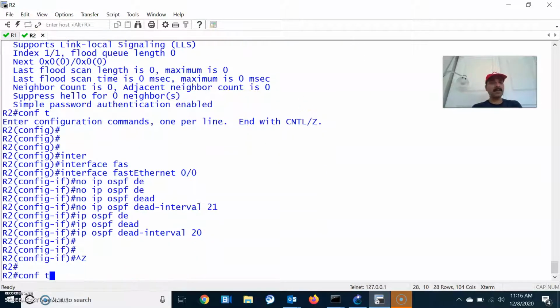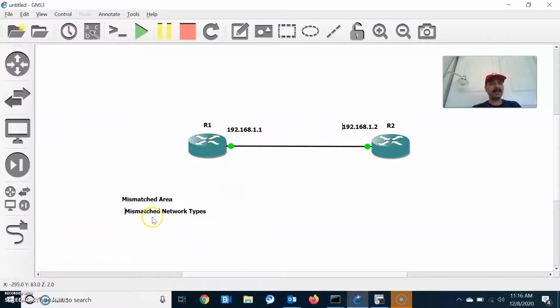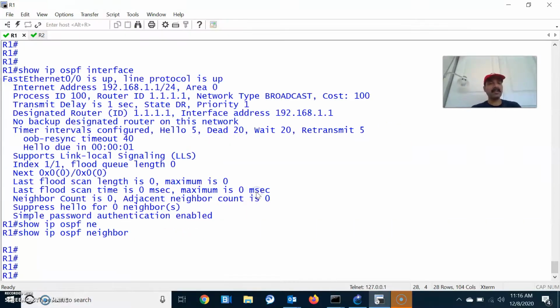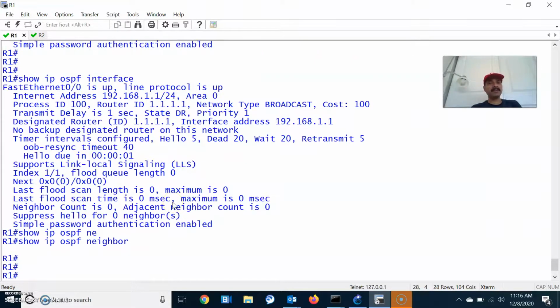So I changed it. Now let us check the hello and the dead interval. So both are 5 and 20, right? Hello interval is 5 and dead is 20. Similarly, R1 also has the same hello and dead interval. So the third fixed issue is mismatched OSPF interval types. So that also we have fixed, right? So now let us check the neighbor relationship. Show IP OSPF neighbor. So still it is not forming the neighbor relationship. So now let us see what might be the issue.